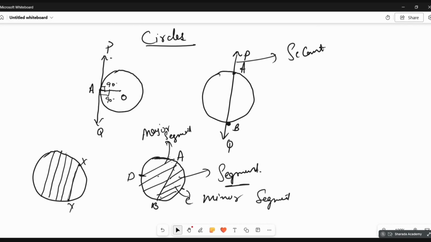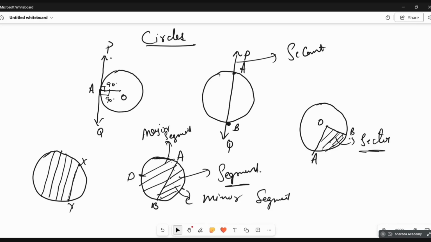Then we have the sector of the circle. Sector of the circle means the region formed with two radii of the circle and the arc. Whatever area is formed in the circle like that is the sector of the circle. If the two radii and the arc make one portion of the circle, we call it a sector. So these are the important things required. These things we studied in ninth.